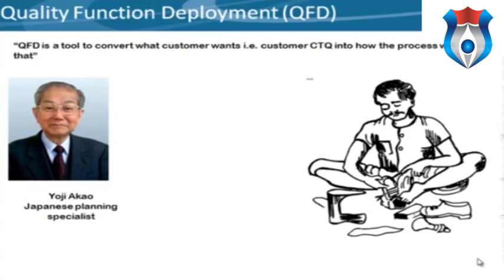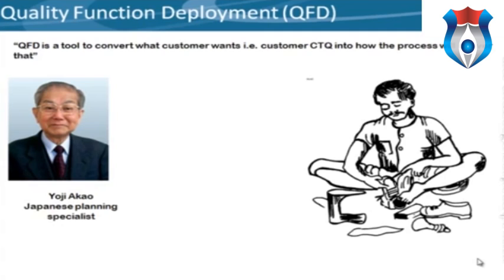Quality function deployment was developed by the famous Japanese planning specialist Yoji Akao in 1966. At that point in time, most companies in Japan were using statistical approaches to improve the quality of their products. But Mr. Akao wanted to develop a quality assurance method that would design customer satisfaction into a product before it was manufactured.